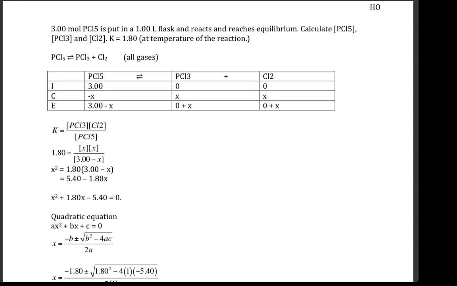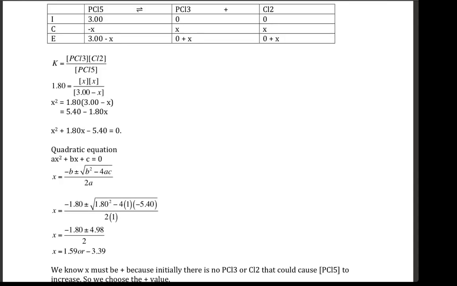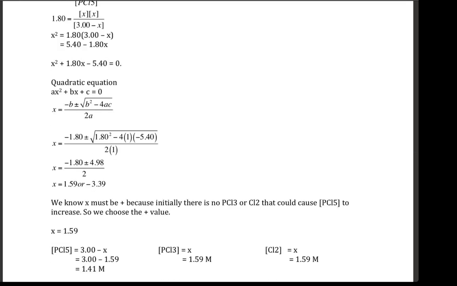So, unfortunately, it's a little more complicated. It's a quadratic equation, so we have to use the quadratic equation solver. So we have x squared plus 1.80x minus 5.40 equals 0. Some of you might on your calculator have a quadratic equation solver program. If you don't, you can find one, do a Google search and type it into your calculator. If we don't want to do that, we can just use the typical quadratic equation method to solve it.